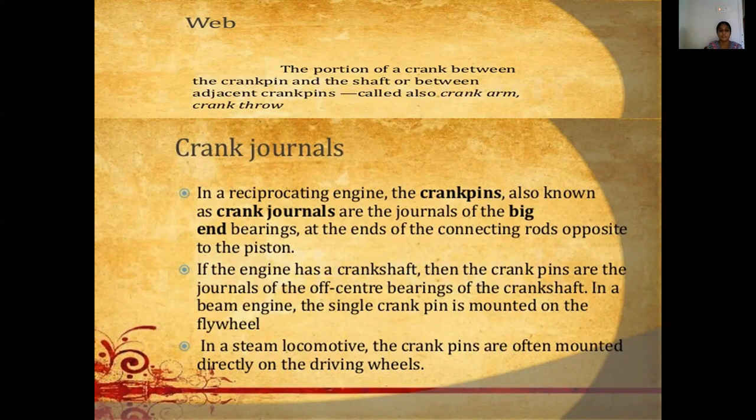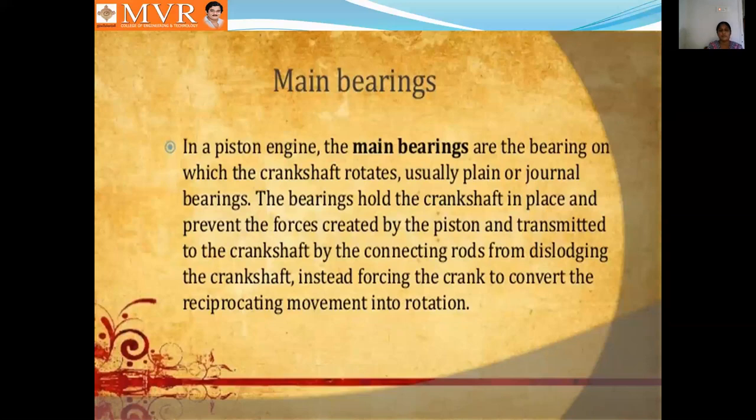In a beam engine, the single crank pin is mounted on the flywheel. In a steam locomotive, the crank pins are often mounted directly on the driving wheels. Main bearings. In a piston engine, the main bearings are the bearings on which the crankshaft rotates, usually plain or journal bearings.